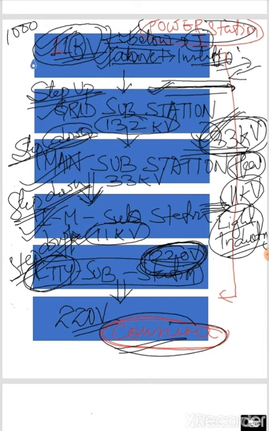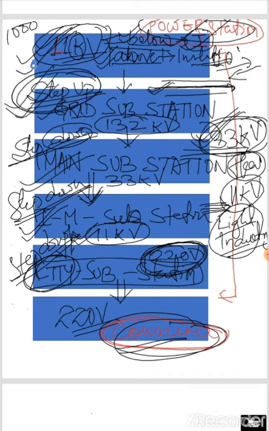So this entire process takes place right from the power station to the consumer. So these are the things that happen. Now the thing to be noted is, first, power is generated at 11 kilovolt. It is stepped up. So this is the only place where a step up transformer is used. Where? In the grid substation.